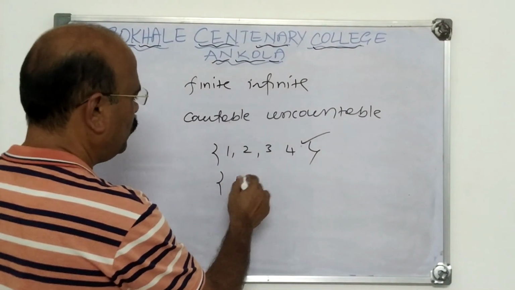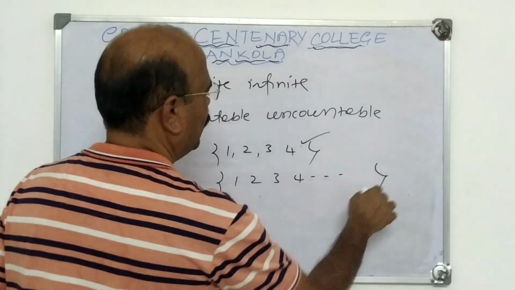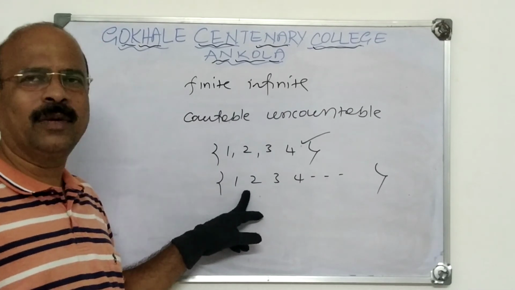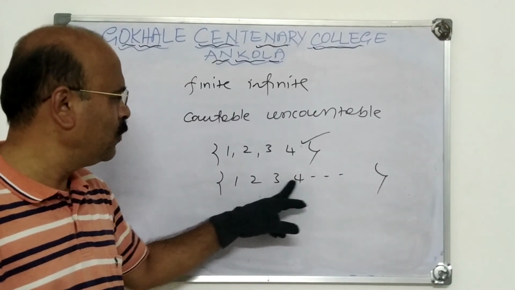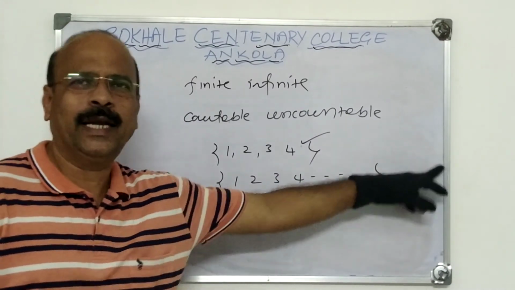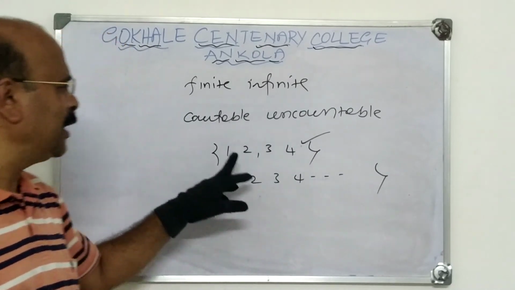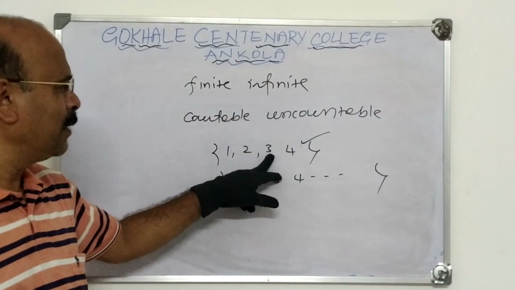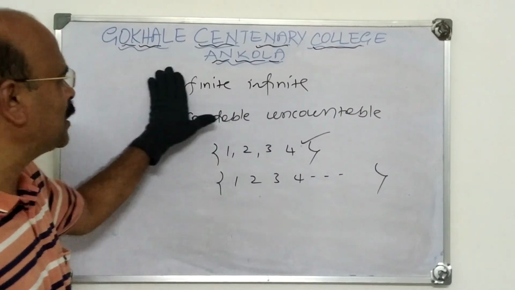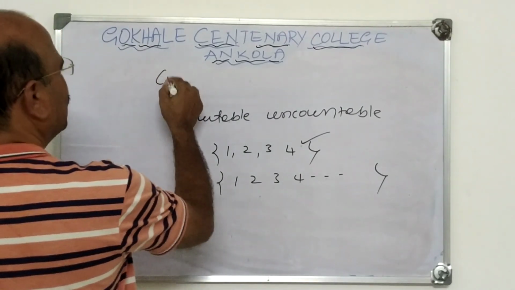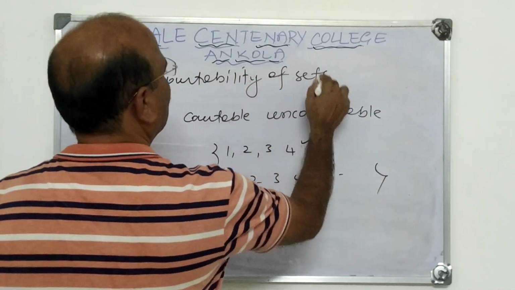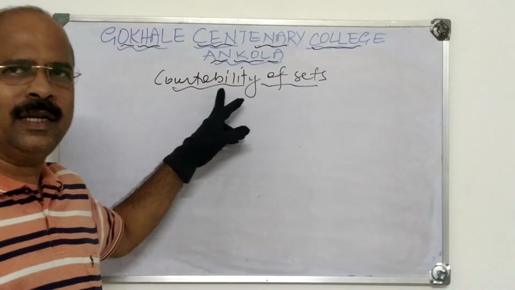Uncountable means 1, 2, 3, 4, etc. What is this? I say it is also countable, because 1, 2, 3, 4 means next we can guess what the next element is. What is the next element? 5, next 6 and so on. Even though it is infinite, we say that it is countable. It is countably infinite. This is the next concept, and the heading is countability of sets.